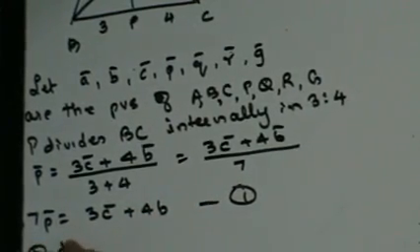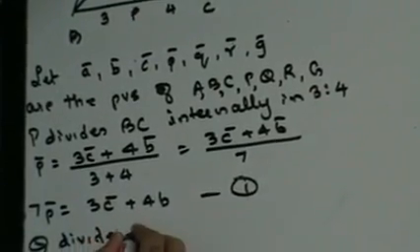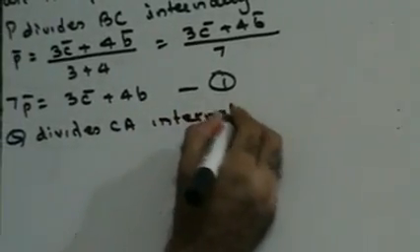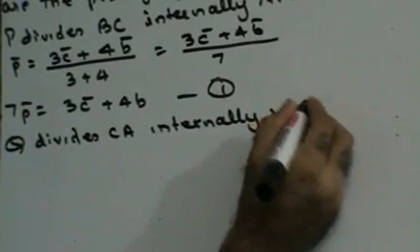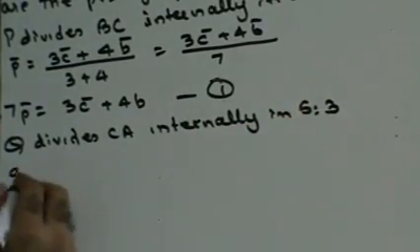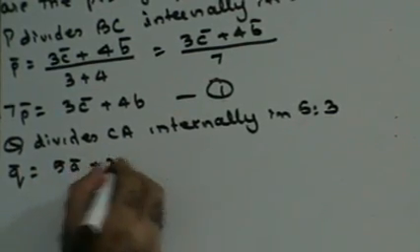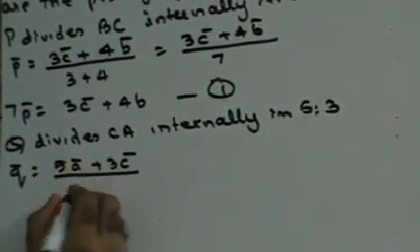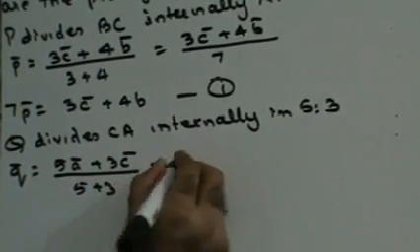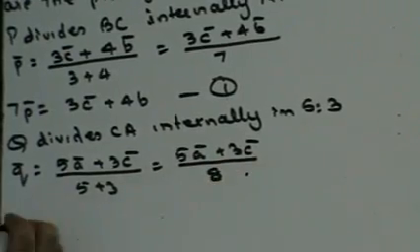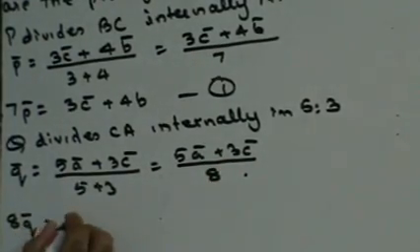Similarly, they give me that Q divides CA internally in 5:3, right? So I can say that Q vector is nothing but 5A vector plus 3C vector upon 5 plus 3, which is nothing but 5A vector plus 3C vector upon 8. Cross multiply, I'll get 8Q vector is 5A vector plus 3C vector. Call that as equation 2.